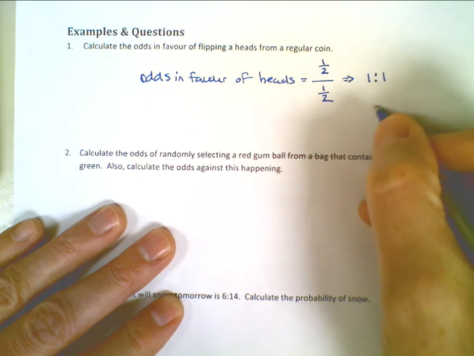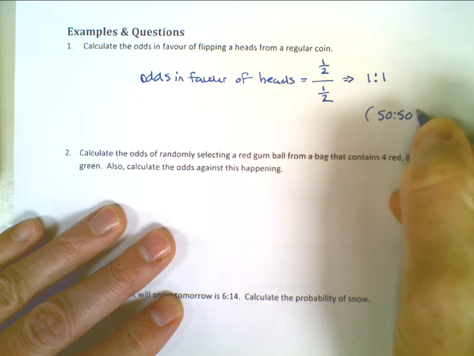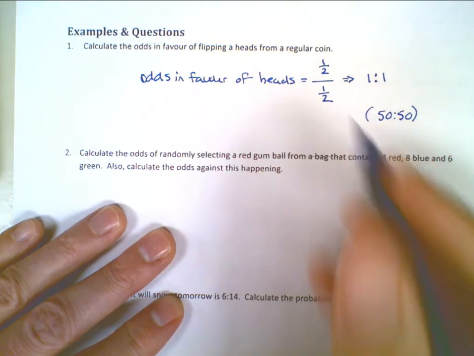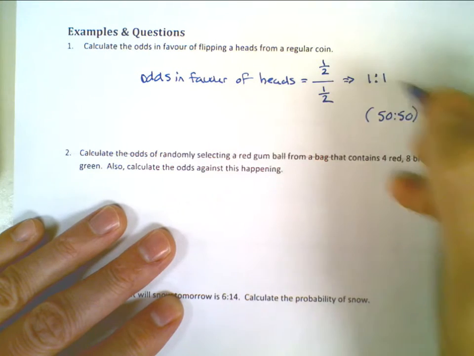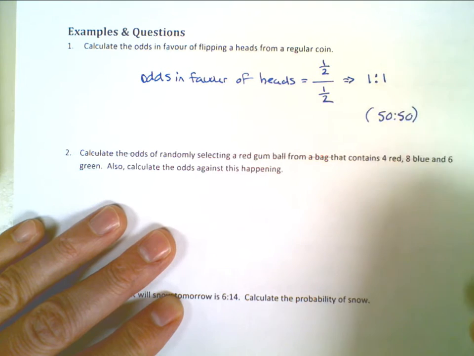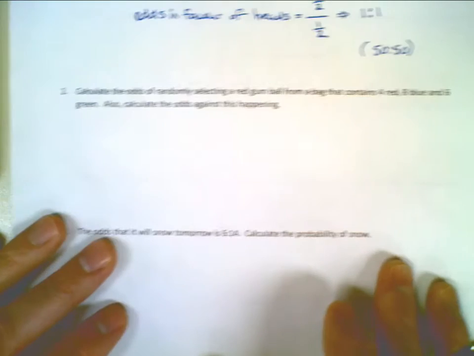And sometimes you'll hear that called a 50-50 chance. So a 50-50 chance means there's a probability of 0.5 of that event happening. 50-50 isn't reduced. If you divide both by 50, you get 1 to 1. So this is usually a 50-50 chance, or the odds are 1 to 1, which means you have a probability of 1/2 of that happening. Let's try a different one.